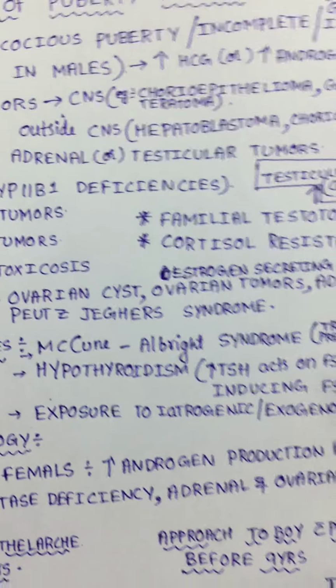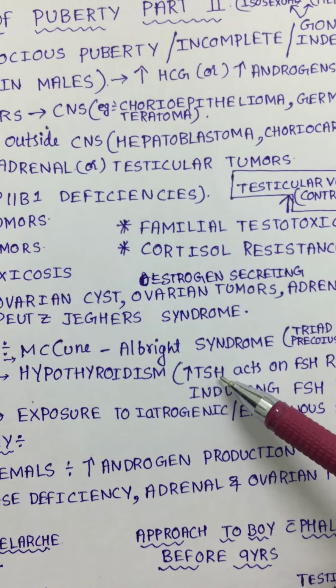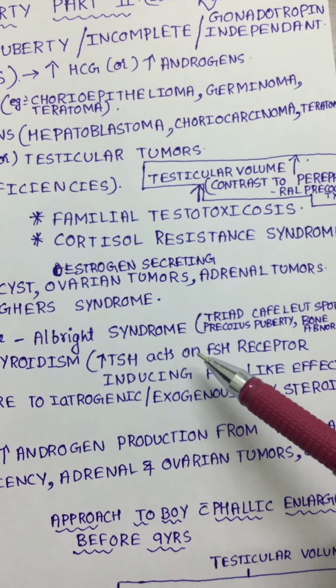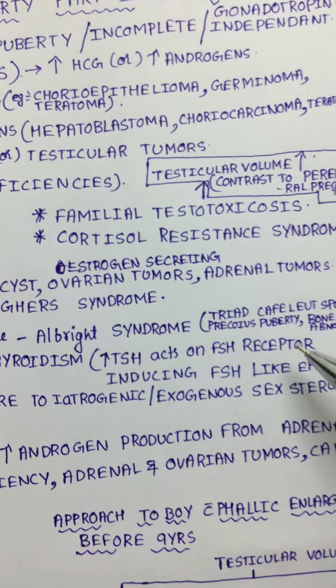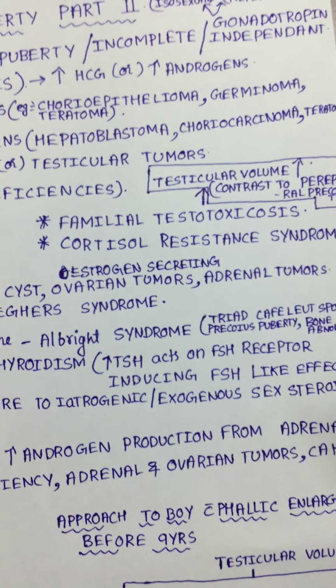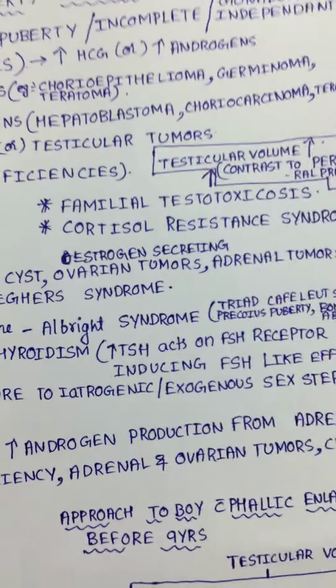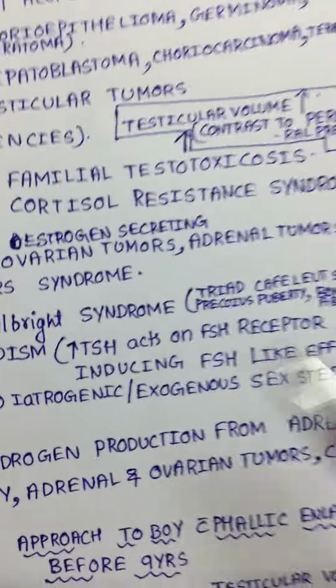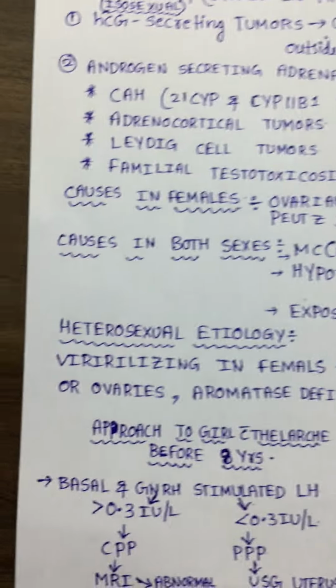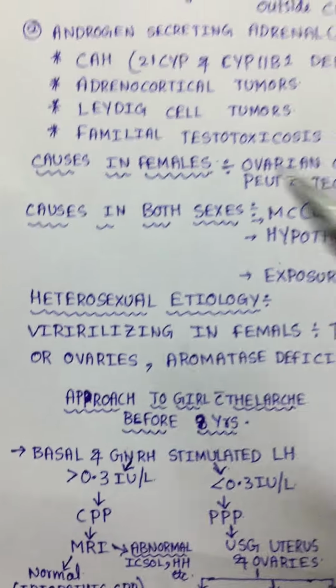Hypothyroidism. In hypothyroidism, there is a rise of TSH. TSH has an action on the FSH receptors, so it will lead to inducing FSH-like effects. So an increase in TSH will lead to FSH-like effect in hypothyroidism, leading to precocious puberty. You understand? Okay, those were the causes in both sexes.